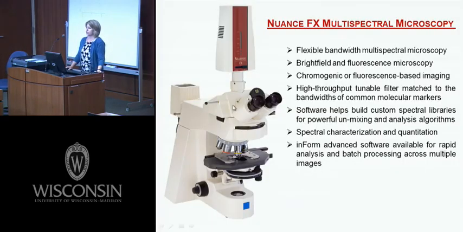So moving on to the Nuance multispectral imaging. So the Nuance microscope has a camera that has flexible bandwidth. And what this means, it will allow you to do both bright field and fluorescent microscopy. So you can have chromogenic or fluorescent-based images. There is a filter within the camera that switches the bandwidths and allows you to detect common markers, chromogens, fluorophores.